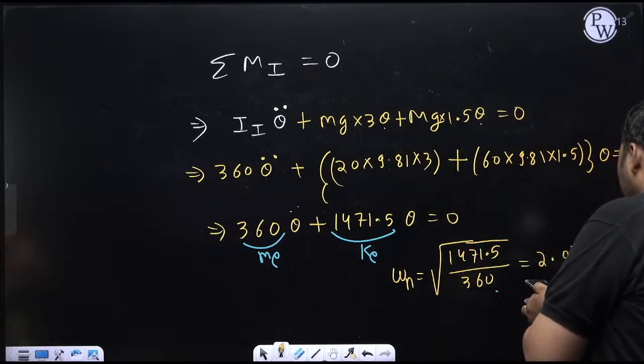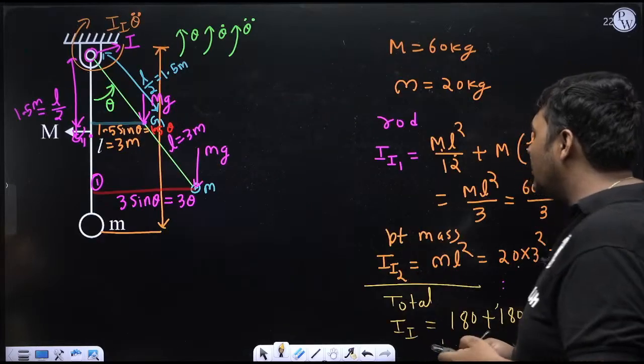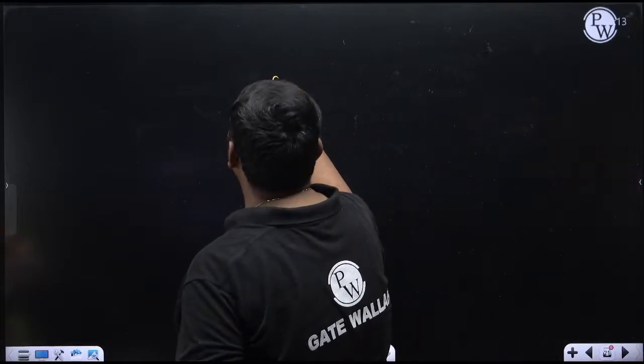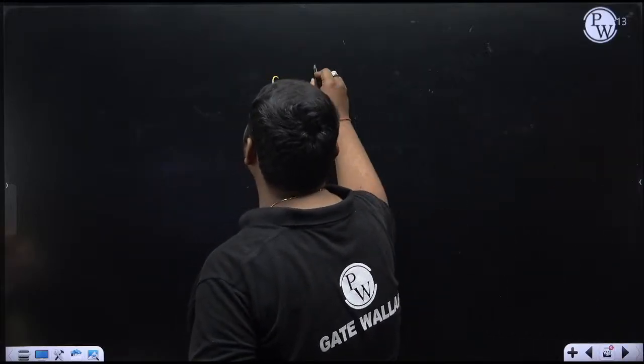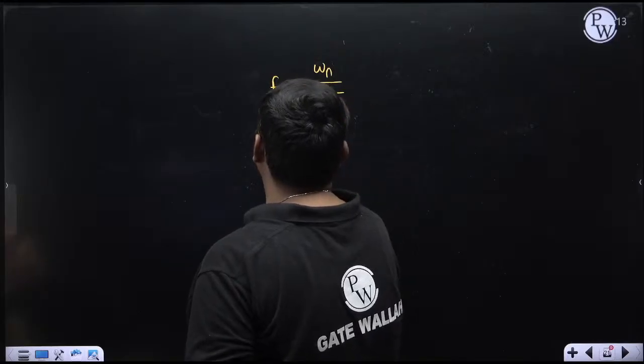But don't be in a hurry. The examiner is not asking omega n. The examiner is asking frequency in hertz, which I am denoting as Fn. So this is omega n, frequency in radian per second. Now if frequency in radian per second is omega n, then frequency in hertz, that is Fn, will be omega n by 2 pi.